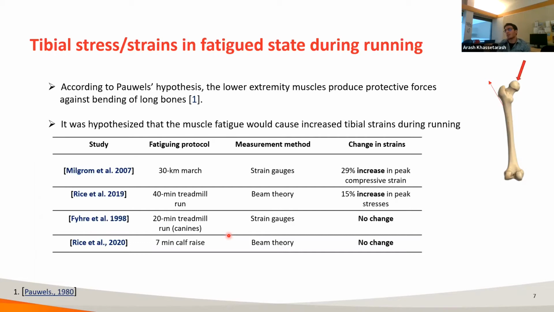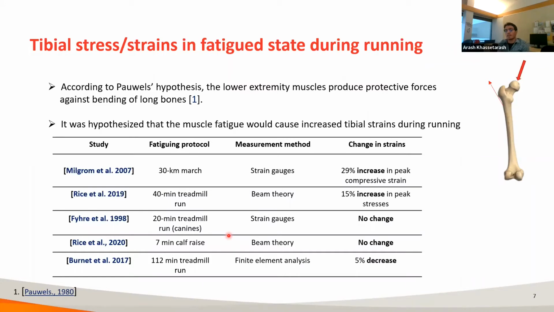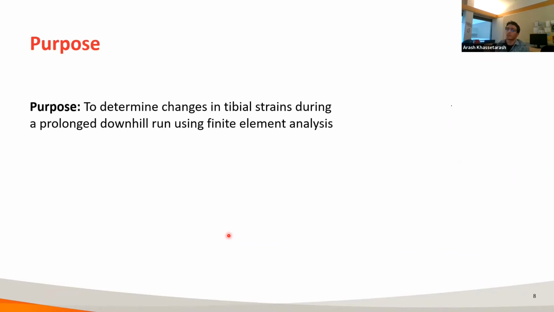As we mentioned before, the problem with these strain gauge or localized beam theory studies is that they are localized to a certain region of the tibia and they don't give information about other aspects. And as we explained, finite element analysis might be better at showing the strains within the whole bone. The only finite element analysis that we are aware of is by Burnett and colleagues in 2017, and they reported a 5% decrease after a 112-minute treadmill run. With that, the purpose of our study was to determine changes in tibial strain during a prolonged downhill run using finite element analysis.